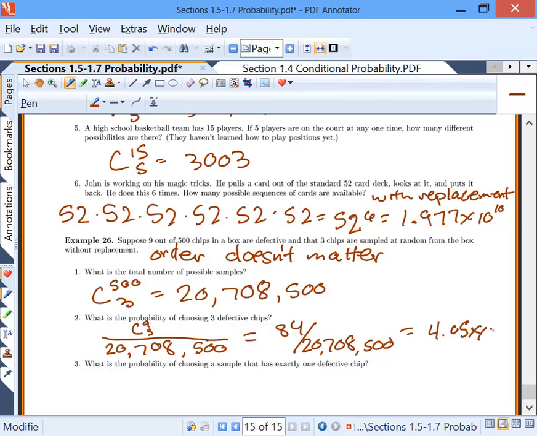So 4.05 times 10 to the negative 6. So why would I try it a different way and get the same answer? 4.03 to the negative 6, and I did 9 divided by 500 times 8 divided by 500 times 7 divided by 500. Is that correct too? It's a little off. Did I? I don't know.